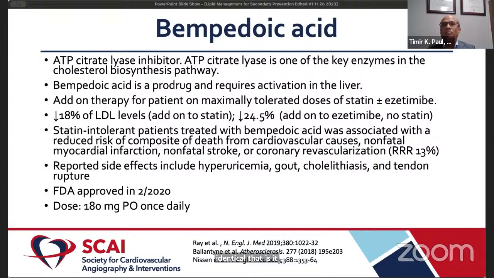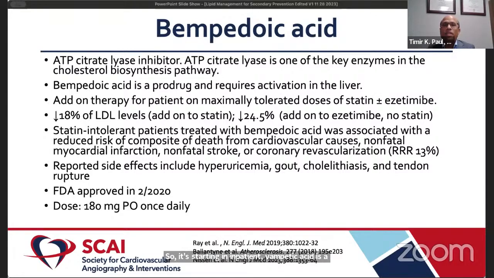Interestingly, in patients not on statin, or on ezetimibe, or who are statin intolerant, if we use bempedoic acid with the ezetimibe, there is an additional 6 to 7% decrease of LDL cholesterol. Bempedoic acid has been studied in a large randomized trial, the CLEAR trial that was published this year. This study showed a significant reduction of the composite of cardiovascular death, non-fatal MI, non-fatal stroke, and coronary revascularization. So in statin intolerant patients, bempedoic acid is a reasonable option.